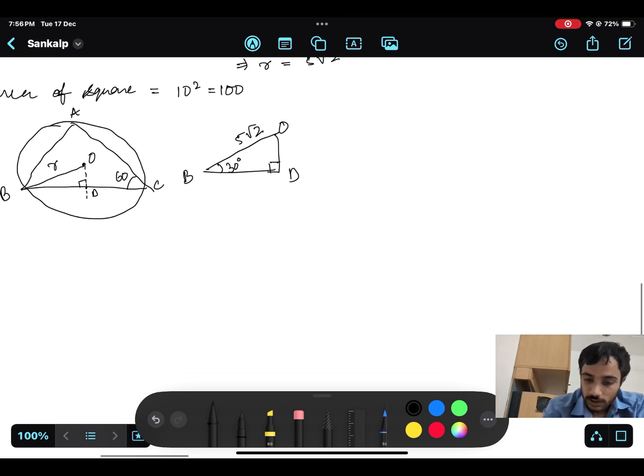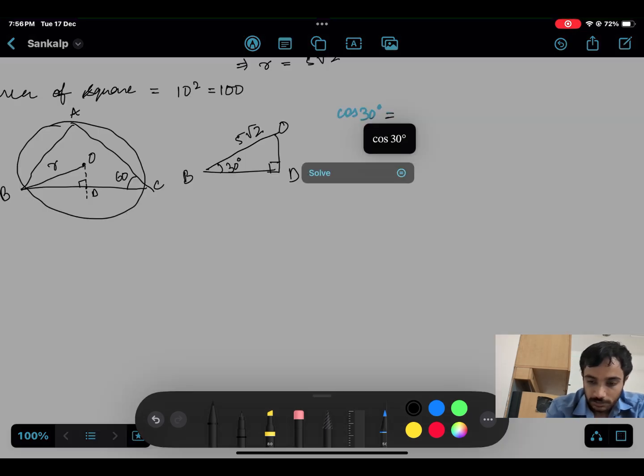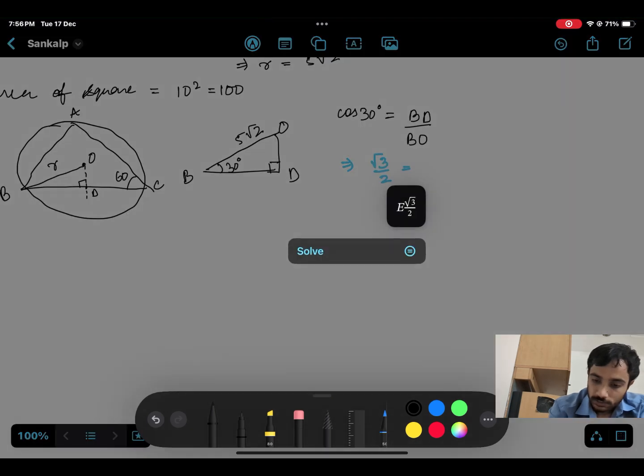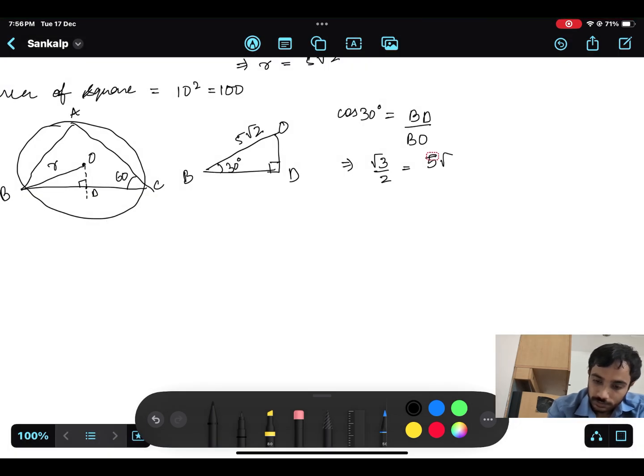So consider the value of cos 30, which here will be the base of the triangle, BD, over the hypotenuse, which is BO. BO is nothing but our radius, and we know the value of cos 30 is root 3 by 2. BO is our radius, 5 root 2, so BD by BO is root 3 by 2. So from this we get BD as 5 root 6 by 2.